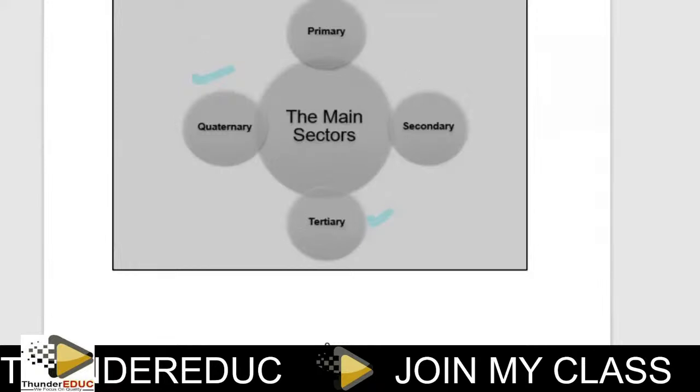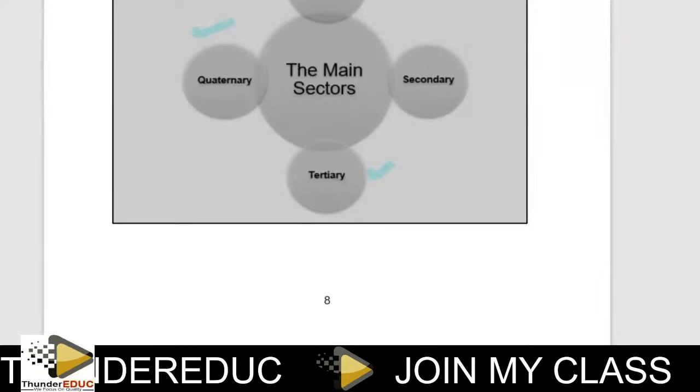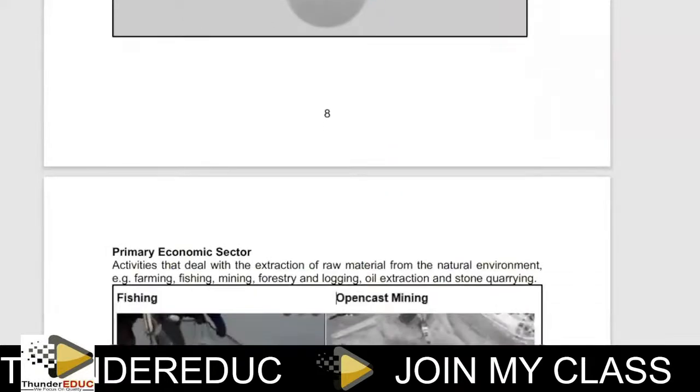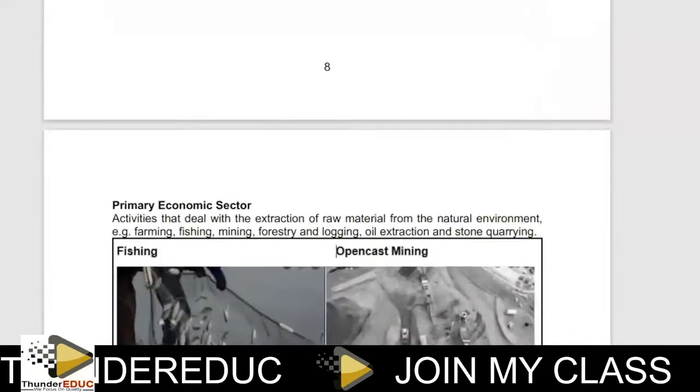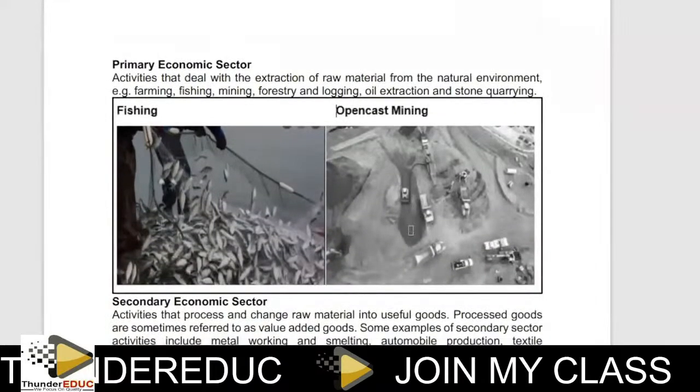However, there's always another sector, the 5th sector, that is added there, which is the quaternary sector. But you need to know, what does each of these sectors mean? So the economy of South Africa runs on those different sectors. In this case, we have what they call the primary economic sector. What does it deal with?